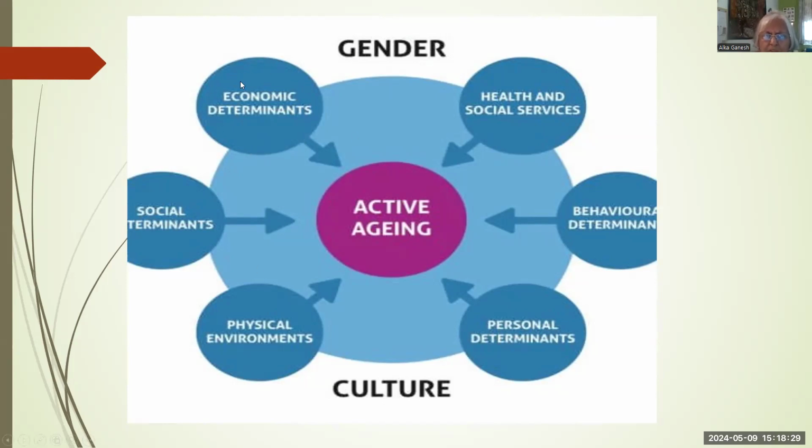And it depends upon the economic determinants, how rich or poor the person is. What is the access and level of health and social services that are available to this person? How is their behavior? How has it been before? What kind of society do they live in? What kind of person were they? Were they very well-balanced people, or were they very anxious? Do they have a mental illness? All kinds of personal determinants also will determine how actively this person can age. And then, of course, physical environments and society that the person lives in. So all these things have to work together to help the person to age in a very active and good manner.